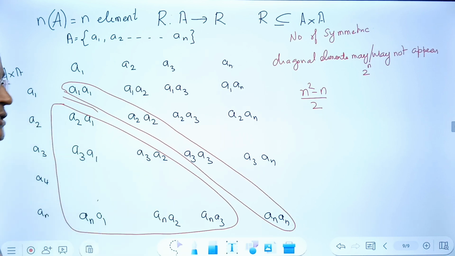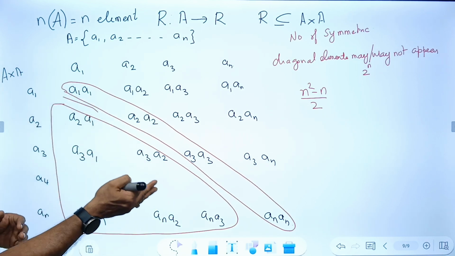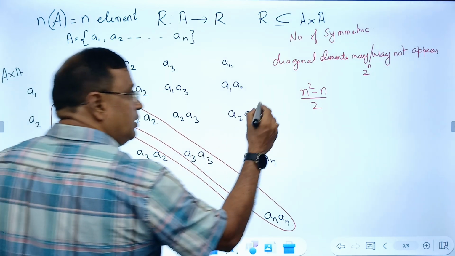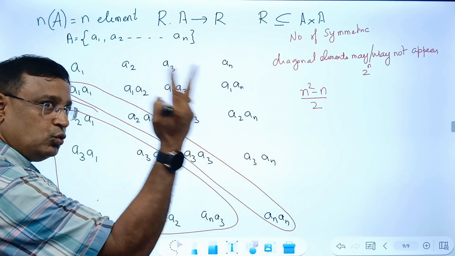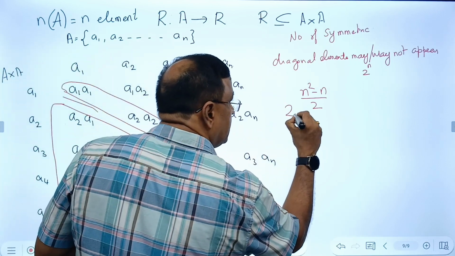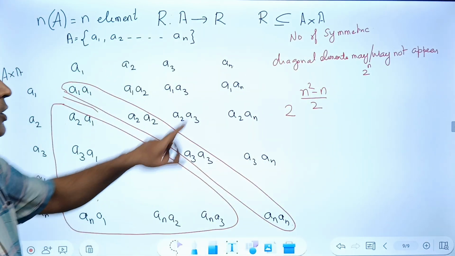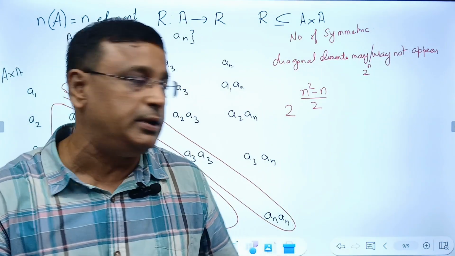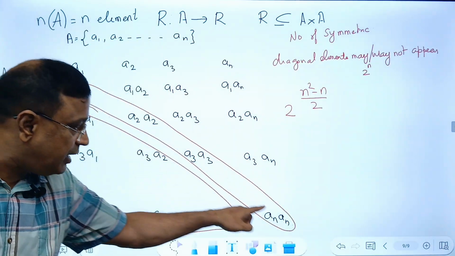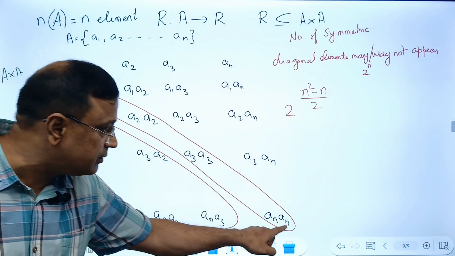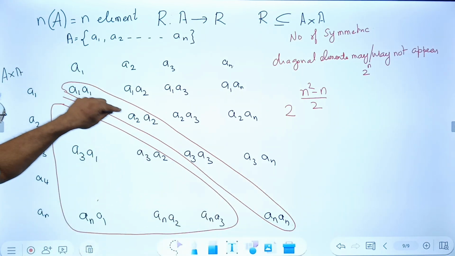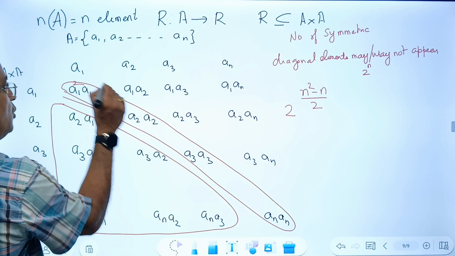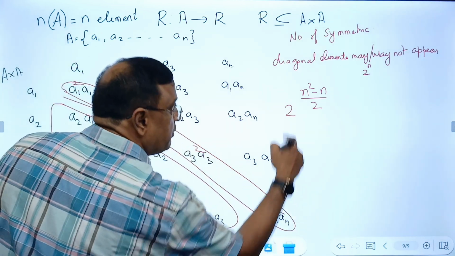Again I have a choice. It can be there or it need not be there. If it is there, it's 1. If it is not there, there are two ways. So the diagonal elements may appear or may not appear. Each one has two options. So it is 2 power n.